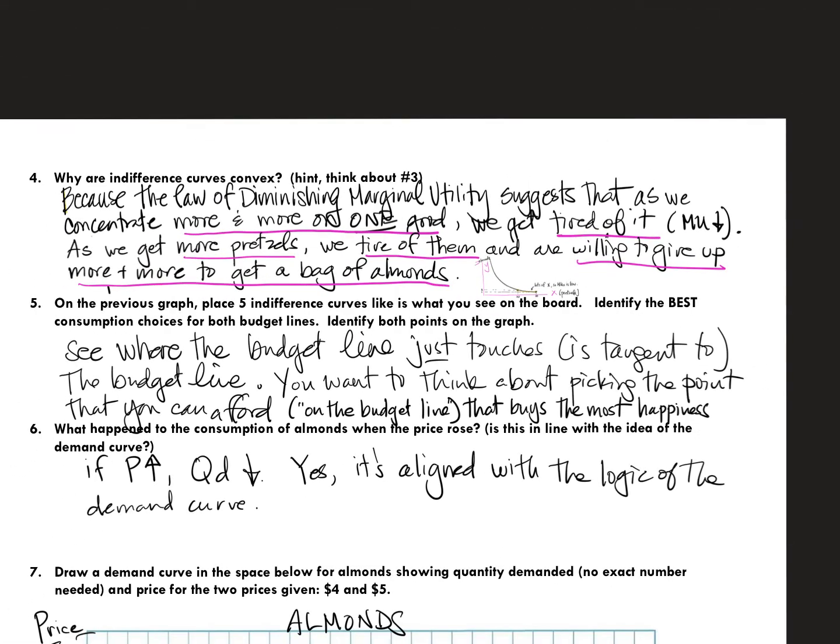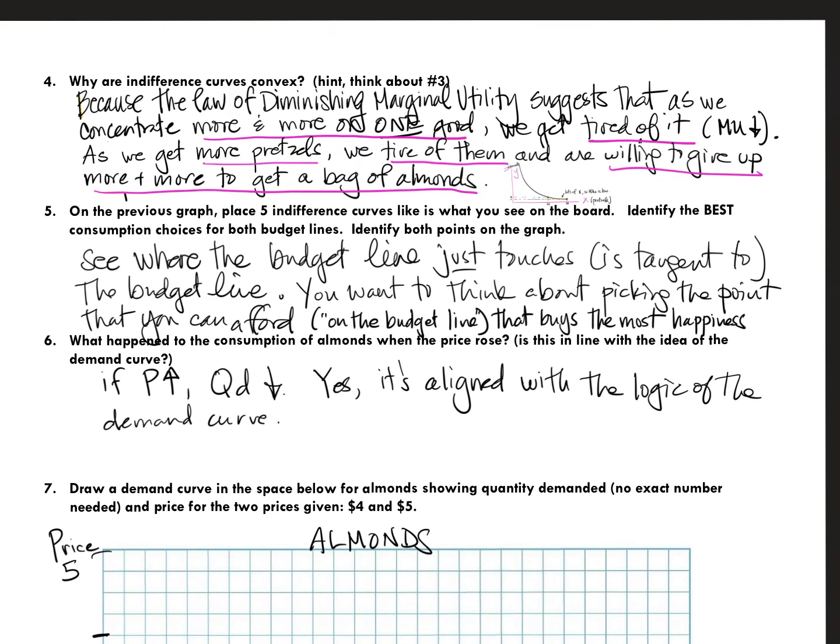All right, next question. What you want to do to figure out where the best choice is for our consumer is to figure out the highest happiness that she can afford. In other words, any point on the budget line that touches the highest possible indifference curve, that's what you want.